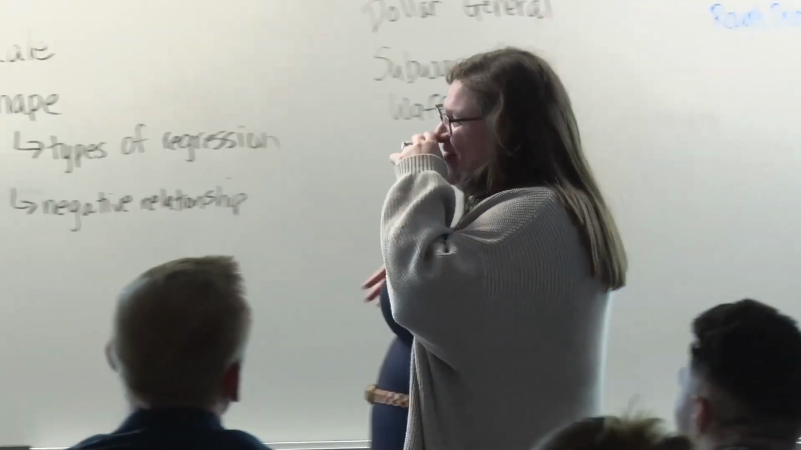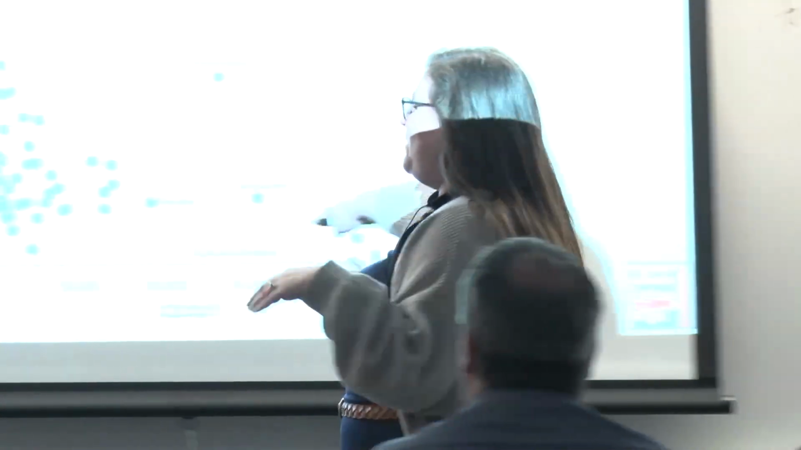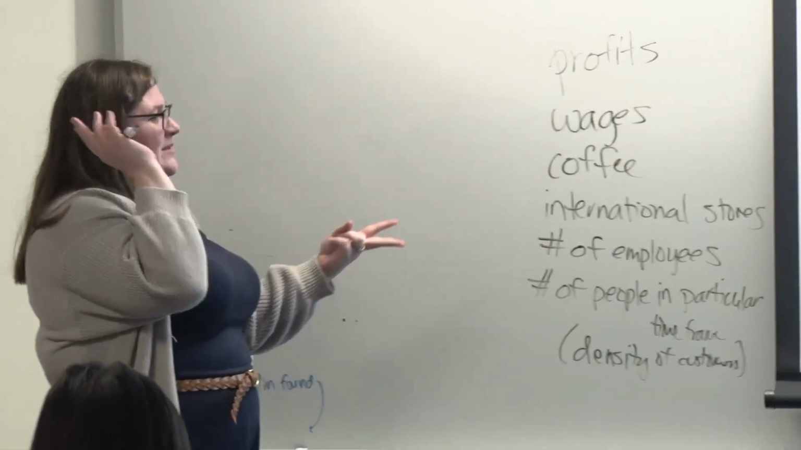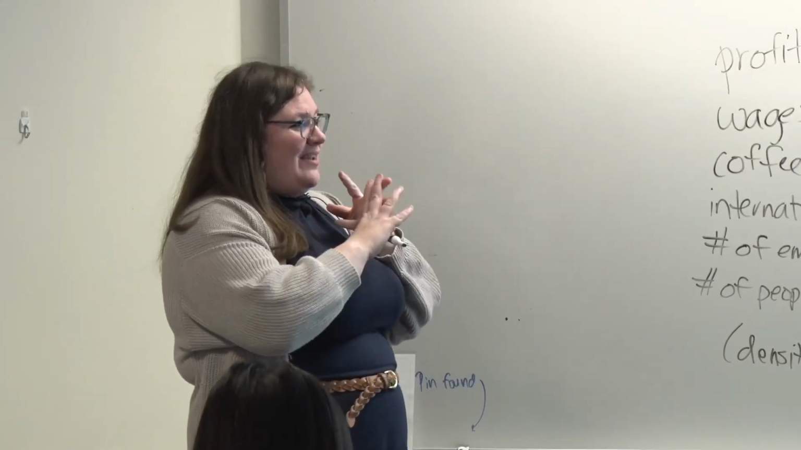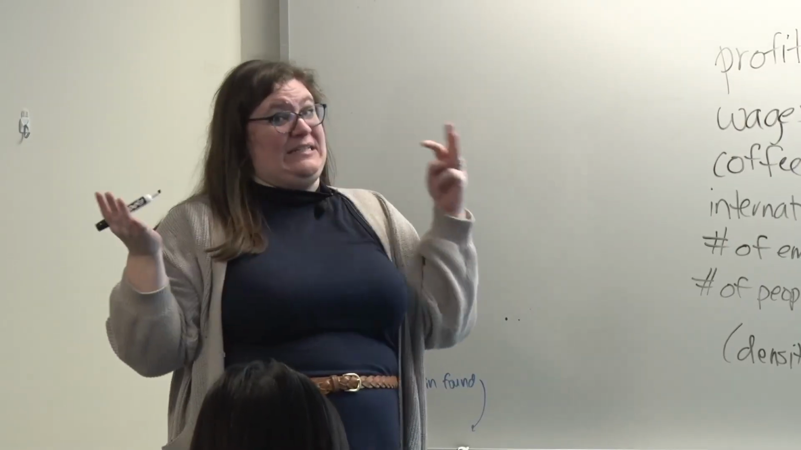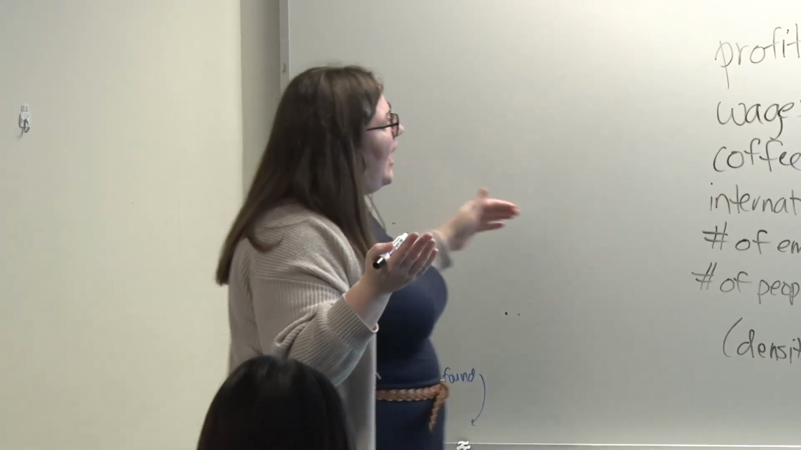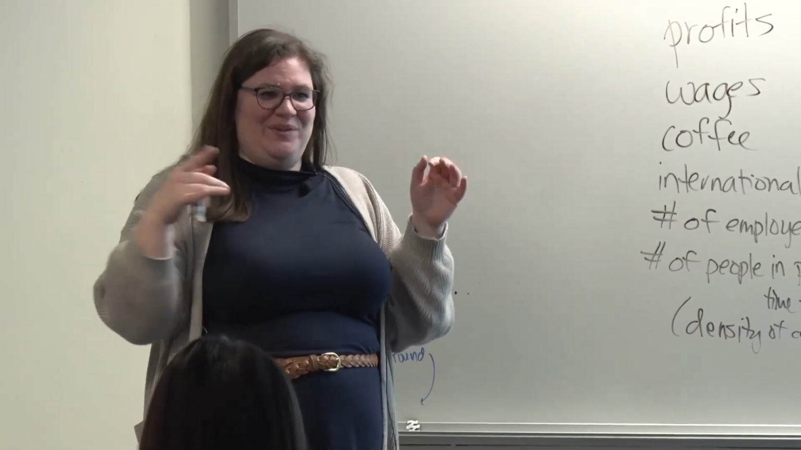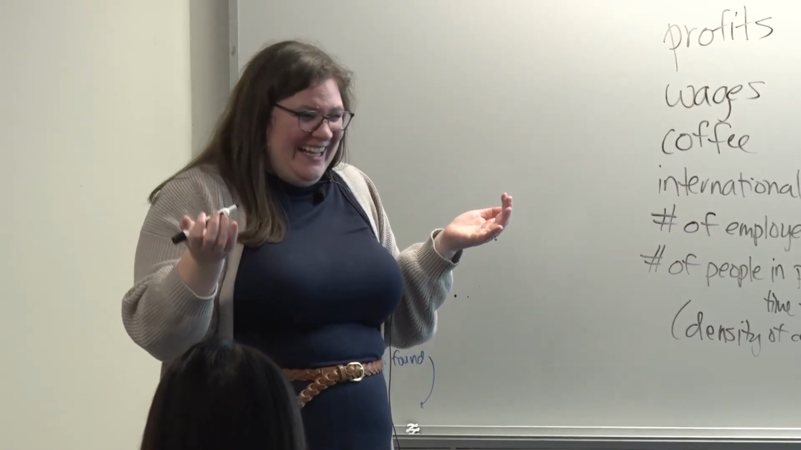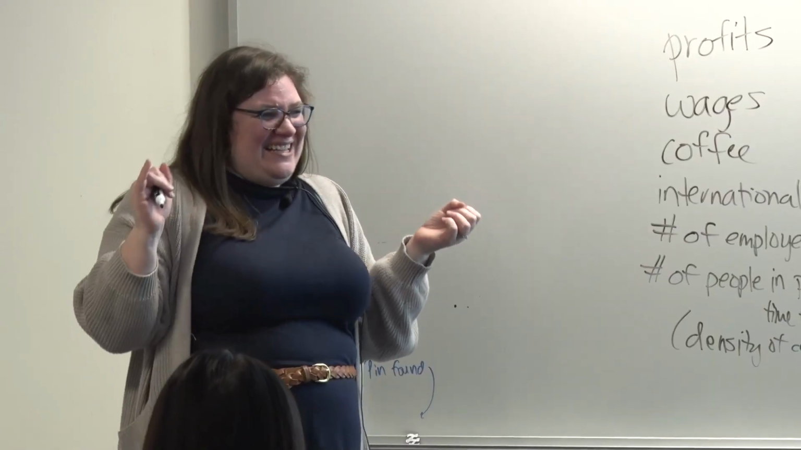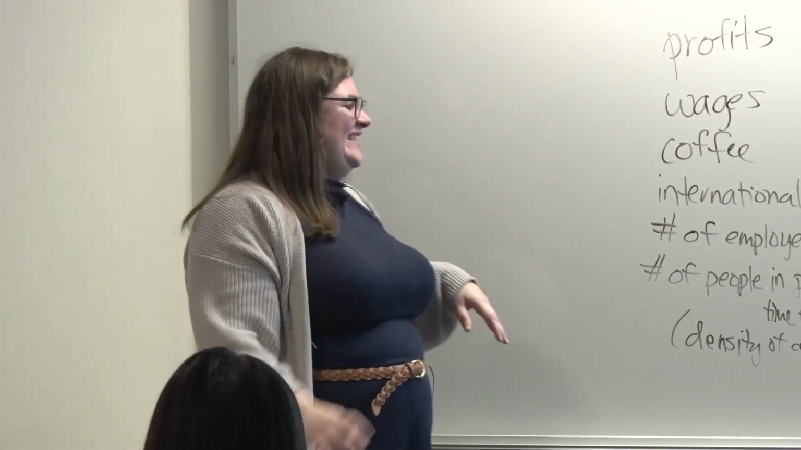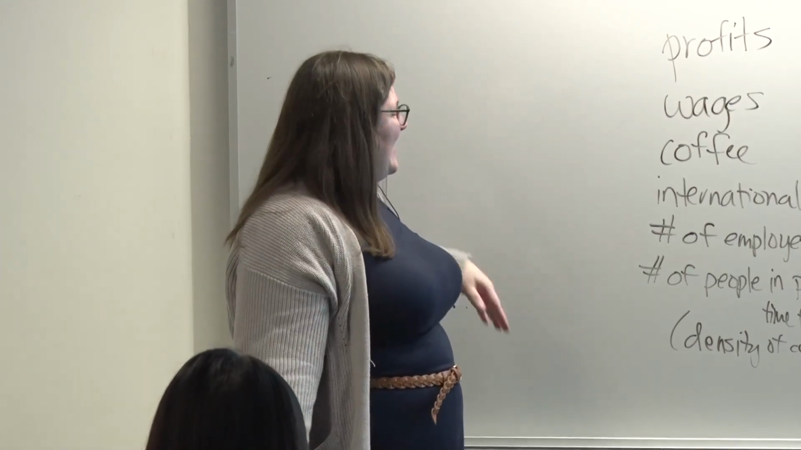So we have all of these different predictions for the y-axis. Maybe it's measuring profits, maybe it's measuring wages, maybe it's measuring number of coffee cups sold, which McDonald's actually does sell a ton of coffee, I think. Number of international stores. I've been in international versions of these stores before. It's kind of funny, right? It's slightly off, slightly different. They target it towards different tastes in different countries.